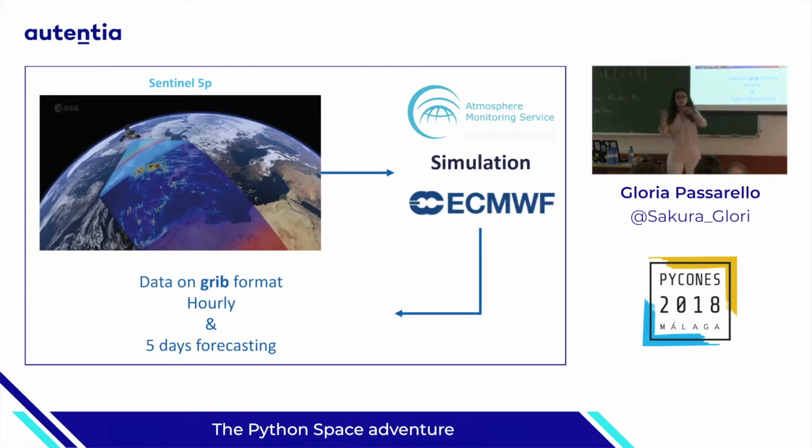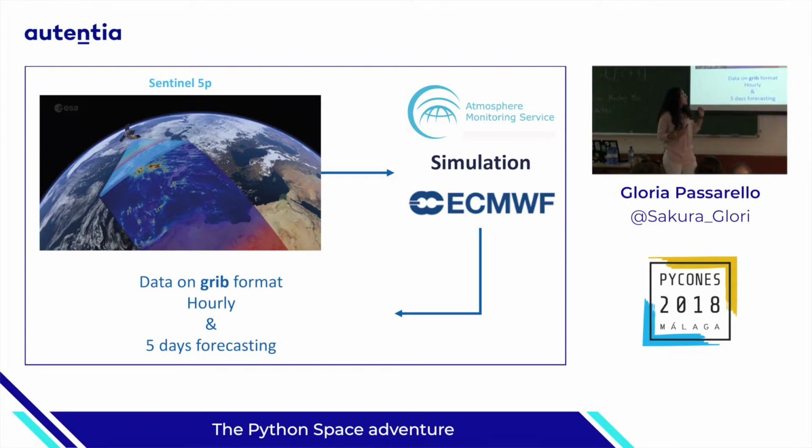So the entire process works like this. Basically, the satellite gathers the data and passes it to that organization here. This organization makes a simulation of the data and gives the data back to us in a grid format every hour with 5 days of forecast.